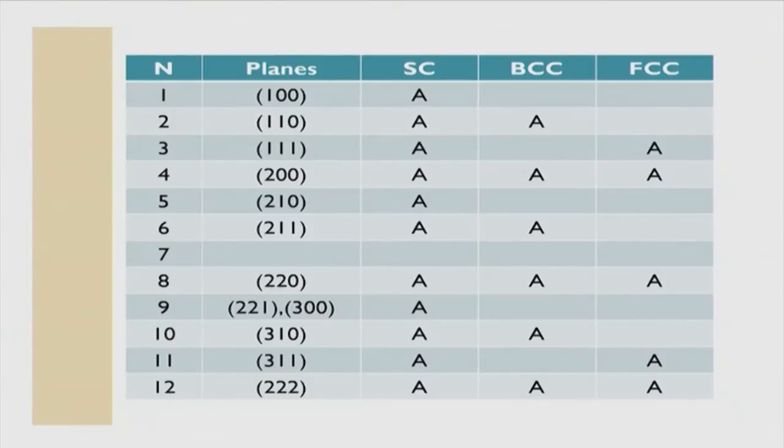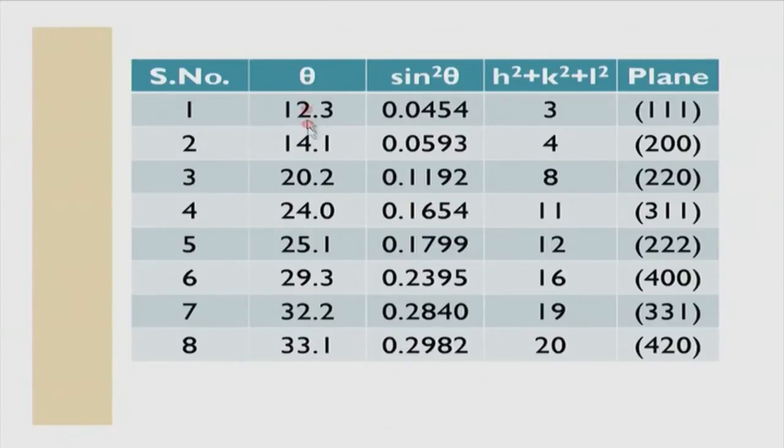you can extend this table to larger values and find out which are the reflections which are present and which are absent in a particular lattice. So, I am just giving one typical example, which we have taken from some X-ray diffraction data, probably given in some book. Let us suppose we are getting diffraction at various values of theta for a particular material.